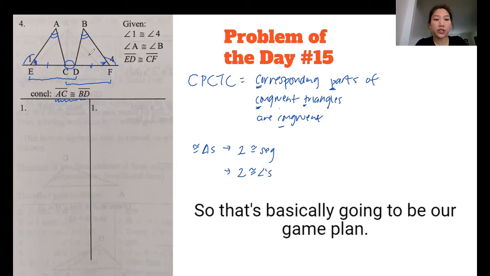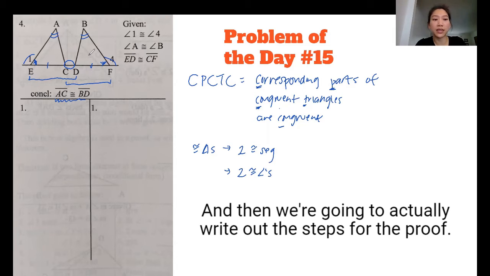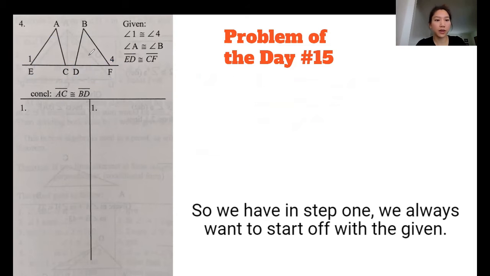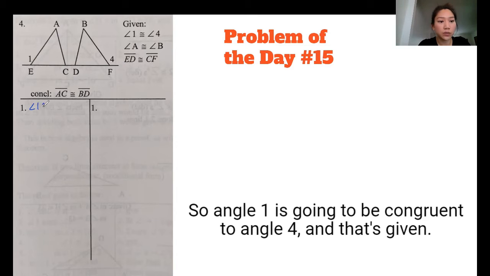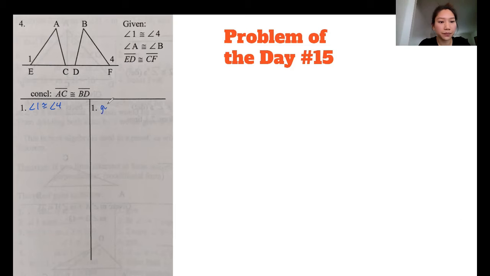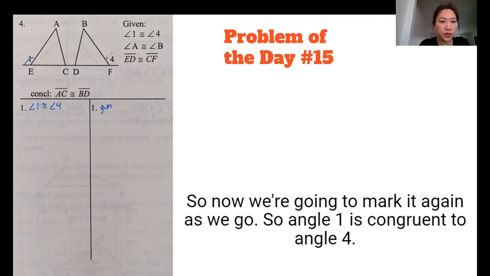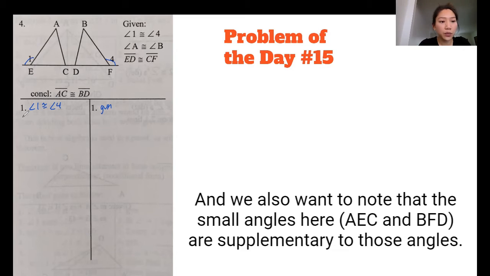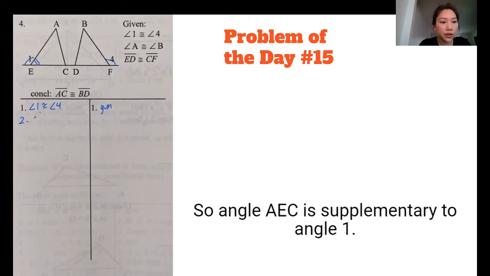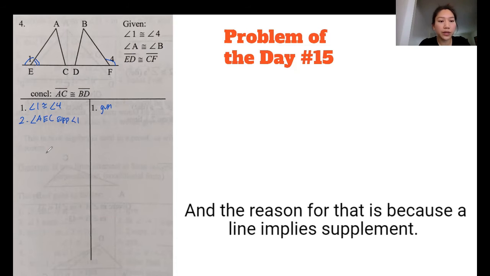So that's basically going to be our game plan, and then we're going to actually write out the steps for the proof. In step 1, we always want to start off with a given. So angle 1 is congruent to angle 4, and that's given. We're going to mark it again as we go. We also want to note that these small angles here are supplementary to those angles. So angle AEC is supplementary to angle 1, and the reason for that is because a line implies supplement.